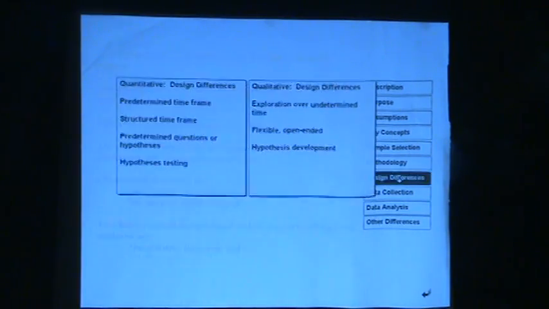Differences in design. Predetermined design in quantitative, structured time frame, predetermined questions or hypothesis, uses hypothesis testing. Qualitative: exploration over an undetermined amount of time, flexible, open-ended, hypothesis development, not so much hypothesis testing.